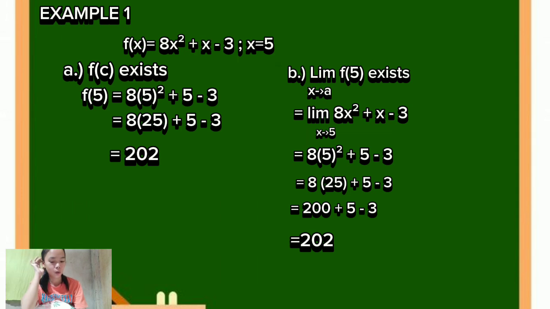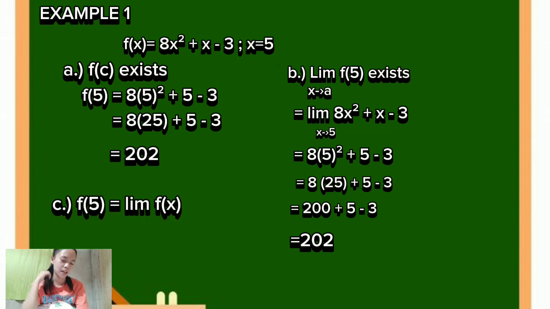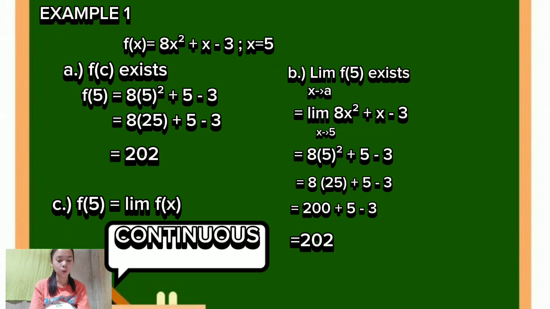Let's proceed to condition number 3. f of 5 is equal to the limit, 202. Since the three conditions are satisfied, f of x equals 8x squared plus x minus 3 is continuous at x equals 5. Example number 2.